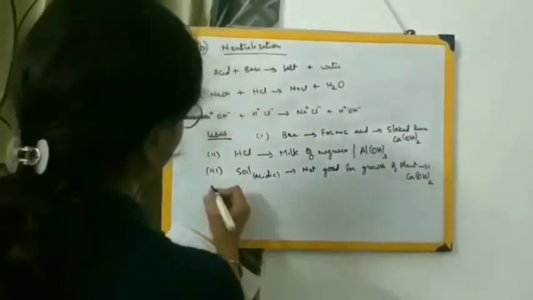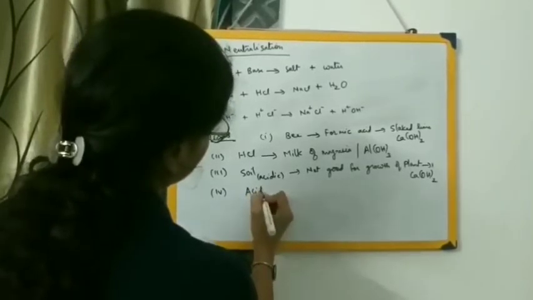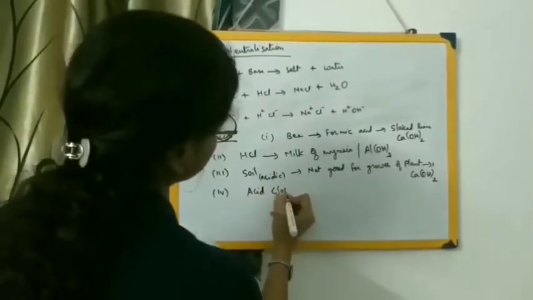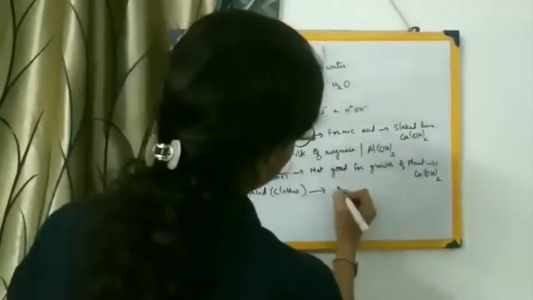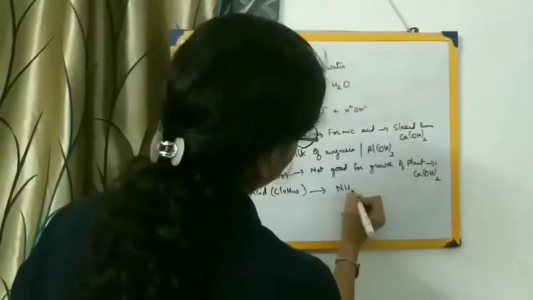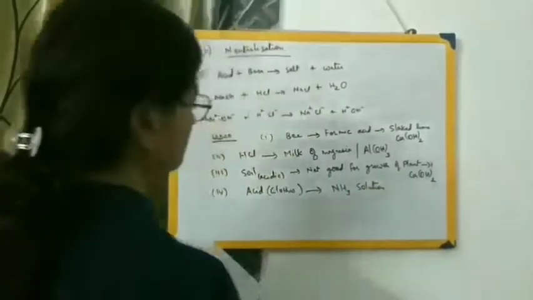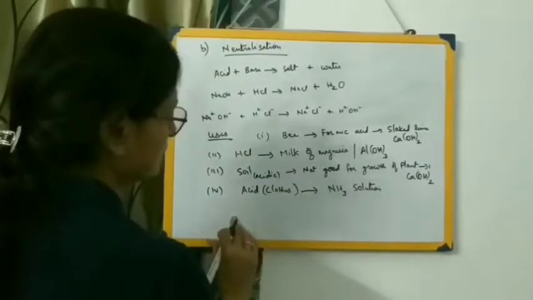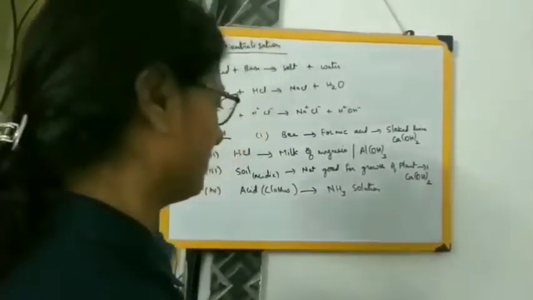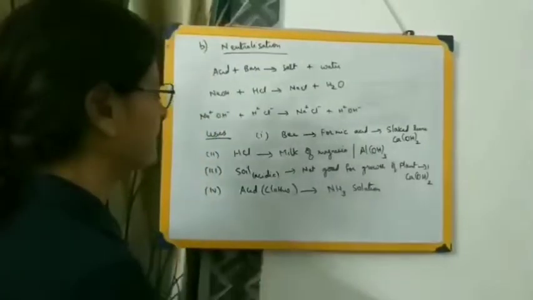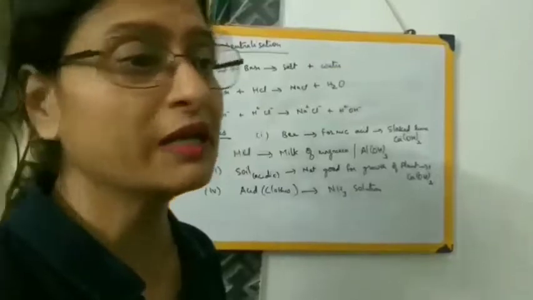Then sometimes when acid falls on the cloth, the clothes may get damaged. So in that case, we can treat the clothes with ammonia solution. If we treat the clothes on which the acid has fallen with ammonia solution, then we can prevent our clothes from getting damaged. Otherwise, if the acid remains on the clothes for a long time, our clothes will get spoiled, so you have to do that immediately.